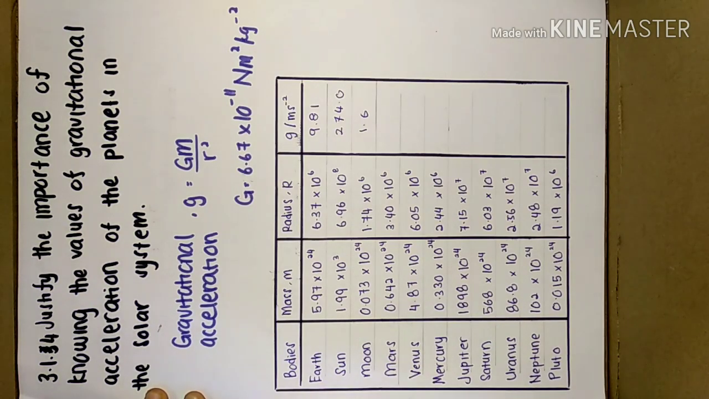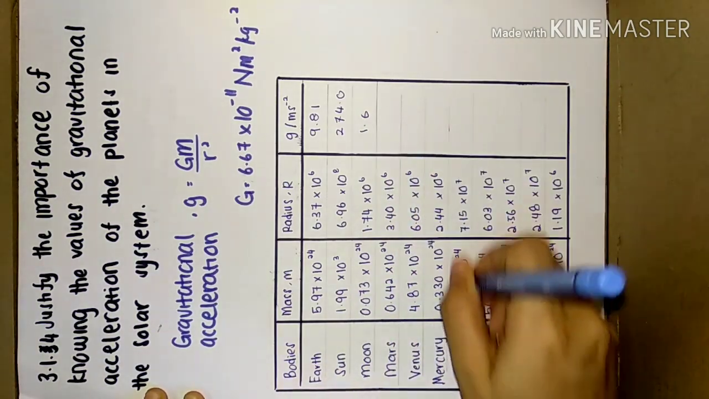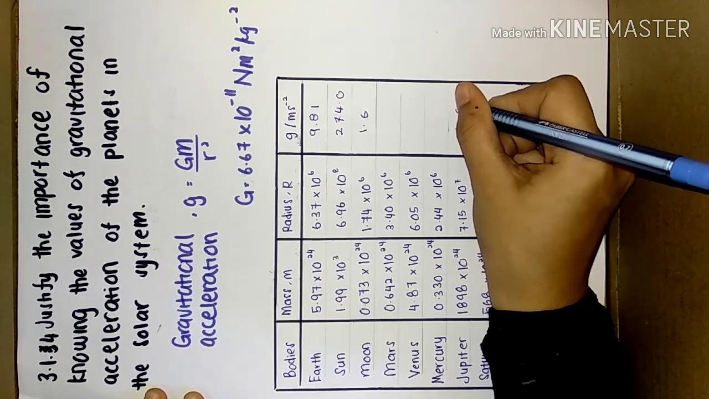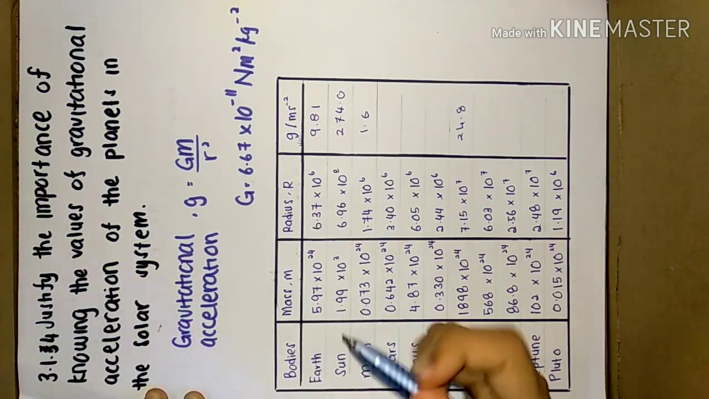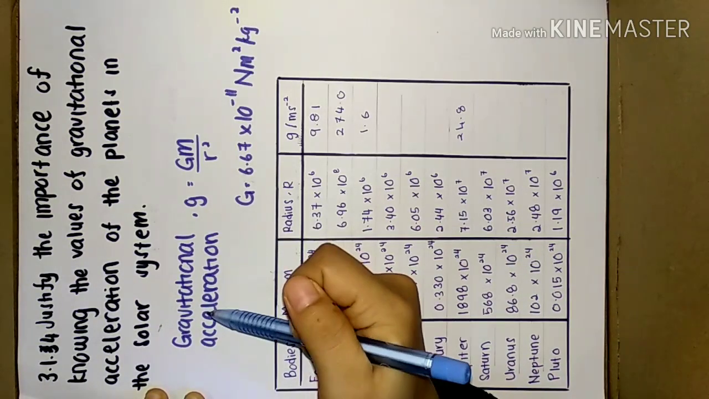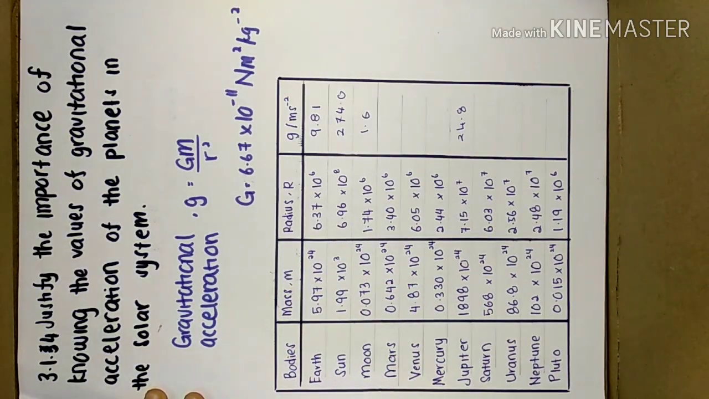And next, I will choose Jupiter. Okay, for Jupiter, we have 24.8. Okay, so the rest, I want you to complete this table. By using the information for the mass and the radius, you need to find the gravitational acceleration for each planet. Okay?